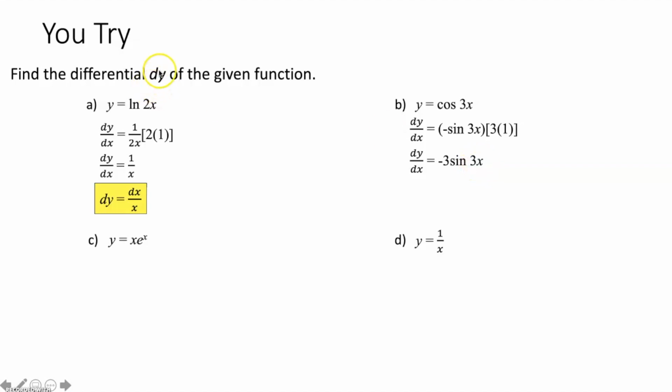Now again, I'm finding the differential of y, so I need to get that by itself. I multiply both sides of the equation by dx, and I'm done. Down here, doing the same thing. Need to take the derivative and solve for dy. So let's take the derivative of y with respect to x. That's going to be dy dx.